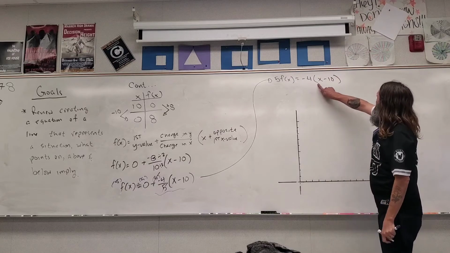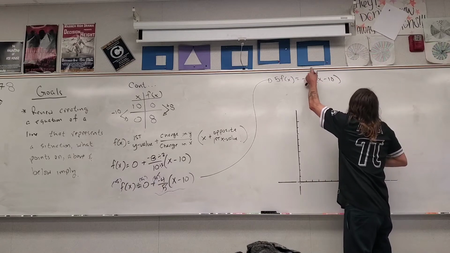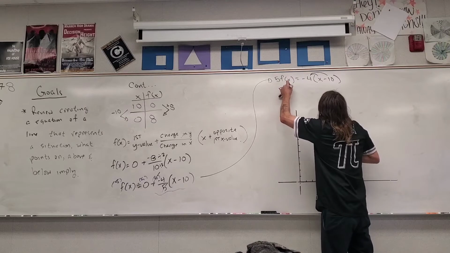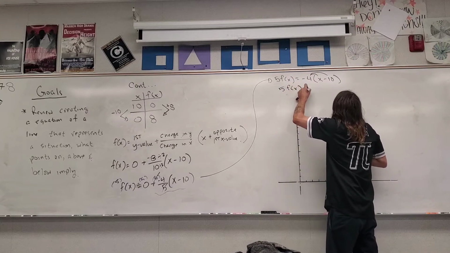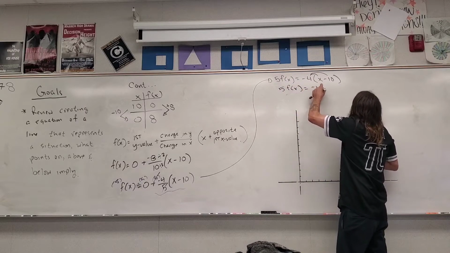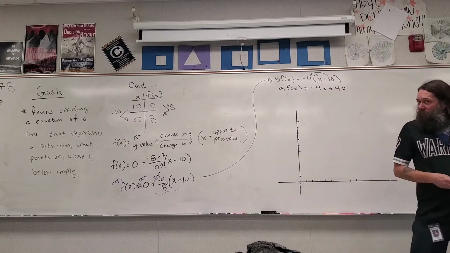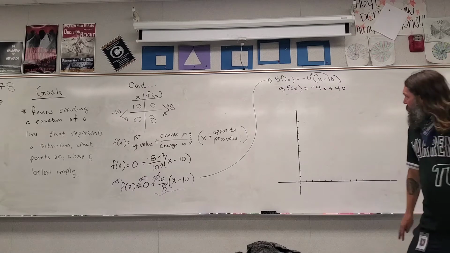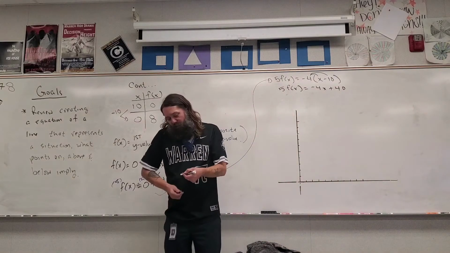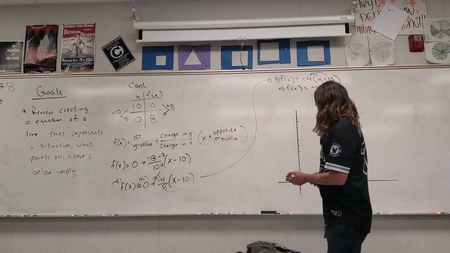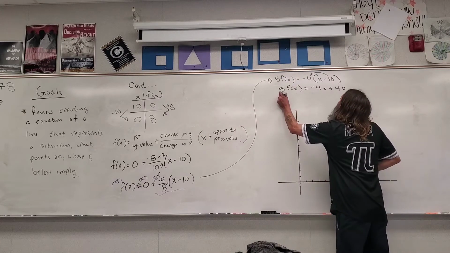Let's distribute this out, and I get 5 f of x equals -4x, -4 times -10, that's plus 40. One more step, and I've written the equation of a line that represents spending $40 on hats and masks. So let's divide everybody by 5.